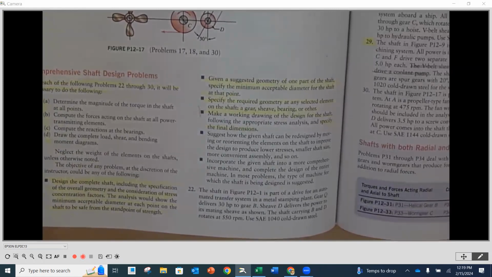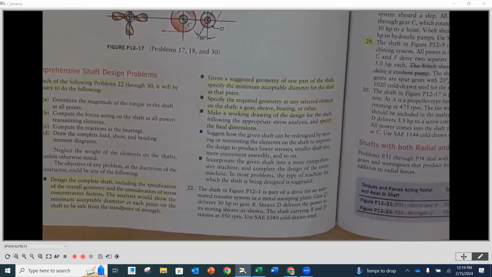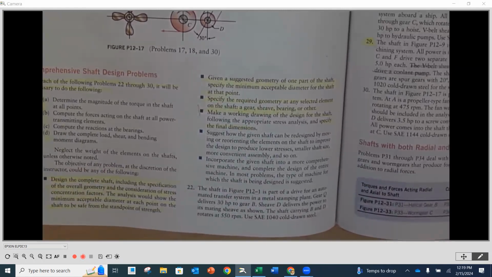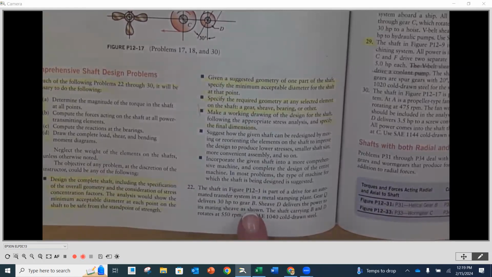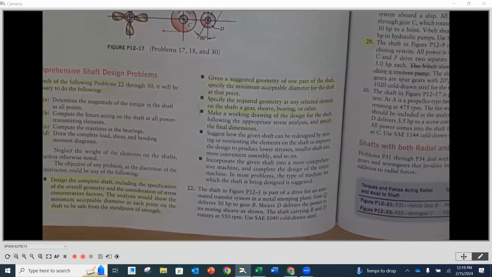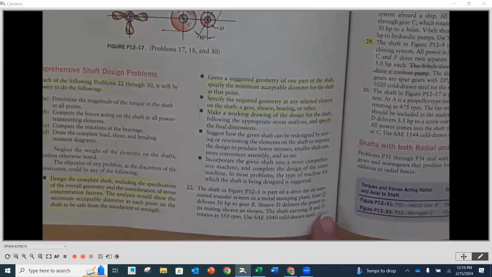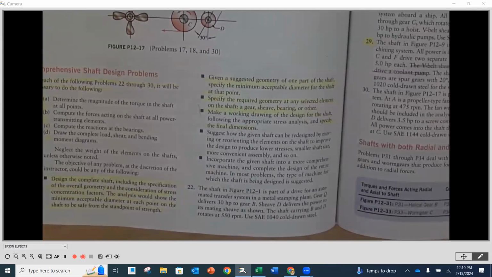So just going to scooch this down here. You'll notice that our problem statement is down here. It says we have a shaft, and we're going to be looking at figure P12-1. It's part of a drive for an automated transfer system in a metal stamping plant. Gear Q delivers 30 horsepower to gear B, and sheave D is going to deliver the power to its mating sheave as shown. The shaft carrying B and D rotates at 550 RPM. Use SAE 1040 cold drawn steel.